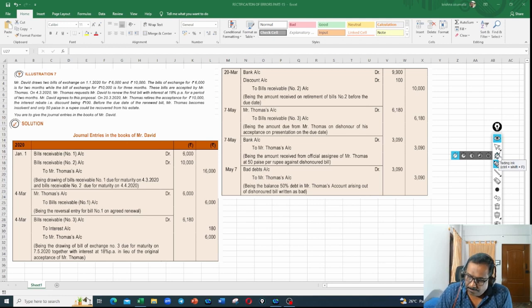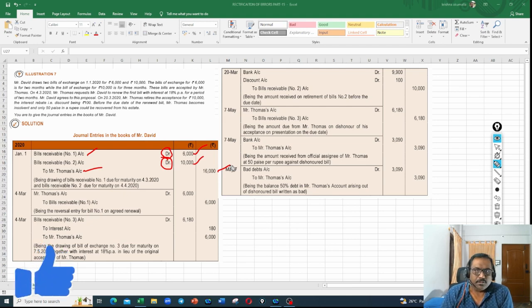So let us work out the solution now. He is asking us to write entries only in the books of David. First, David wrote two bills, one of 6,000 and the other of 10,000. Since David is the drawer, when he writes the bill, it is called a bill receivable for David. Bills receivable is an asset, so it has to be debited. Here, bills receivable account debit 6,000 rupees, bills receivable account debit 10,000 rupees, a combined entry, to Thomas account 16,000.